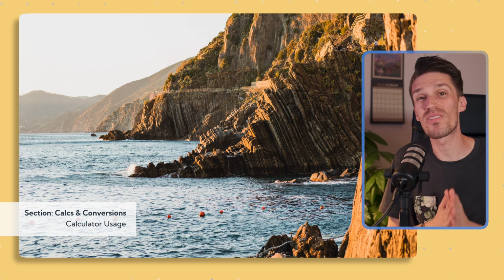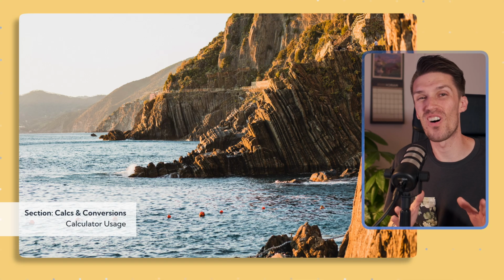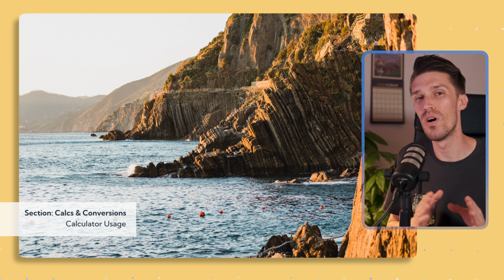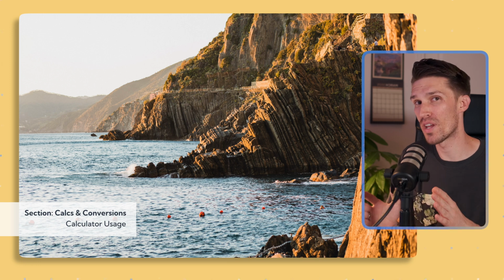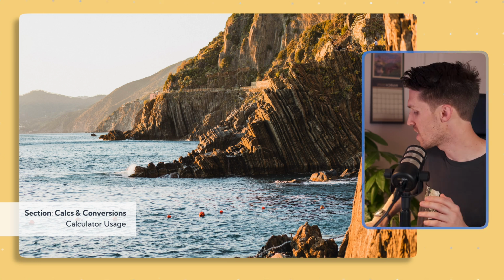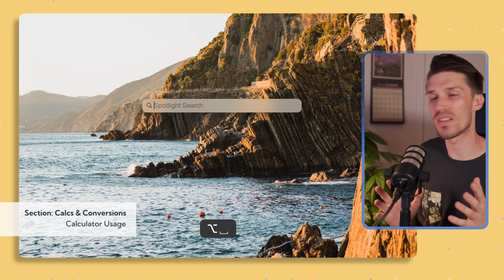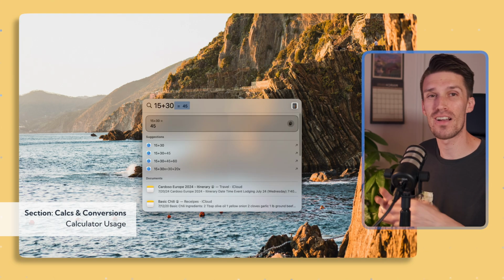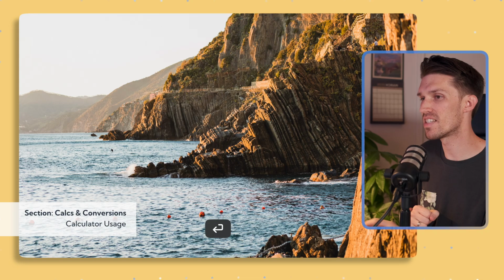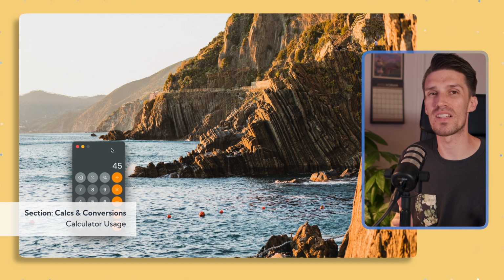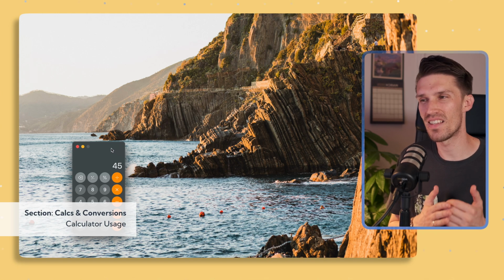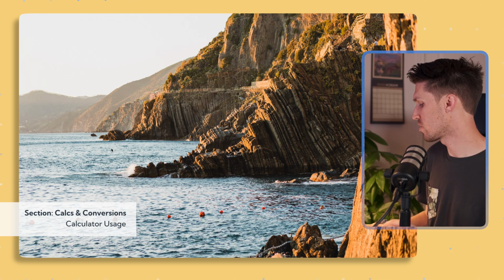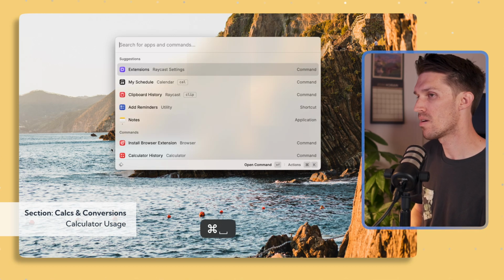So let's talk about calculators and conversions. Honestly, this is its own app in and of itself. It is just that cool. So first, before we talk about what's cool about Raycast, let's compare it to Spotlight. If I open up the standard Spotlight search and I do 15 plus 30 here, I know the answer is 45, but when I click enter, it just opens up the calculator with the answer 45, and that is not very helpful for me.